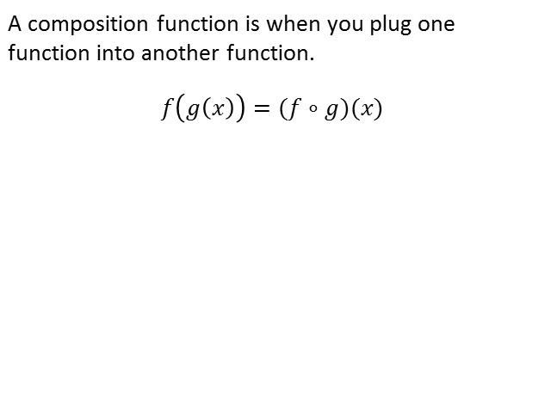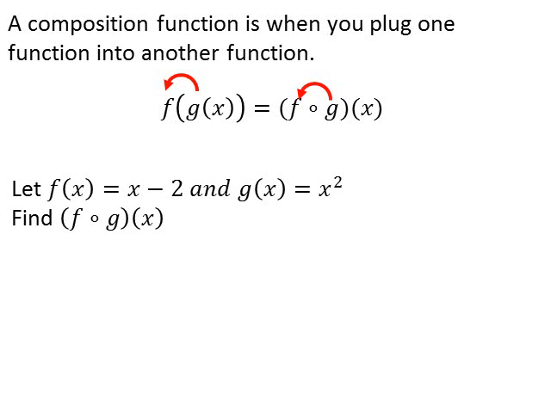That looks like f o g of x. That's f and the little o for "of", and a g for g of x. So it's f of g of x. And in both cases, what you're doing is plugging g into f. So as an example, we have f of x is x minus 2, and g of x is x squared.